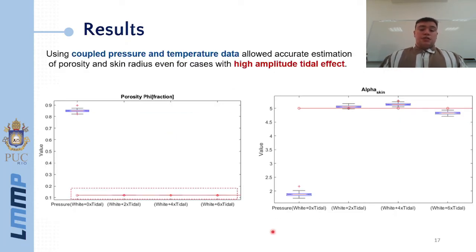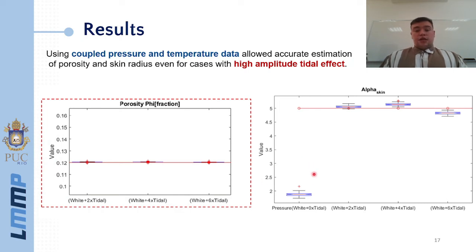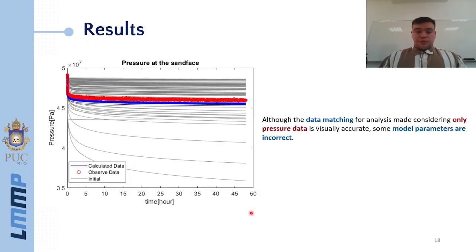For the porosity as well as the alpha skin, the temperature data are responsible for a good characterization, and as the harmonic noise only affects the pressure data, we did not observe large variation in the estimations, reinforcing the fact that using combined data improves the reservoir characterization even in cases with a high level of noise.